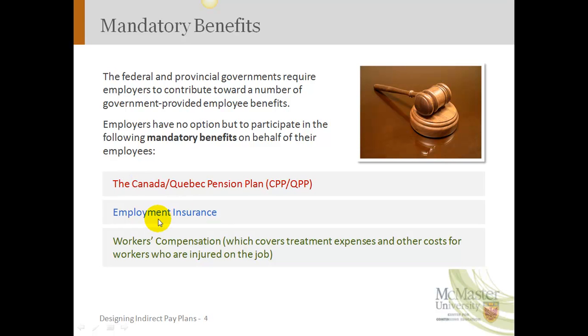Employment insurance, again, for every dollar you put forward, the company puts in $1.40 to contribute toward that. And again, it's based on your pay. And workers' comp, it's going to cover treatment expenses and costs for workers who are injured on the job. But again, it's not funded by the employees per se, it's more funded by the employer. And the Workers' Compensation Board, or WSIB, Workers' Safety and Insurance Board, it has different names depending on what province you're in. They will determine based on your industry type and your history with work-related accidents what your rate assessment is going to be and how much you'll have to pay.